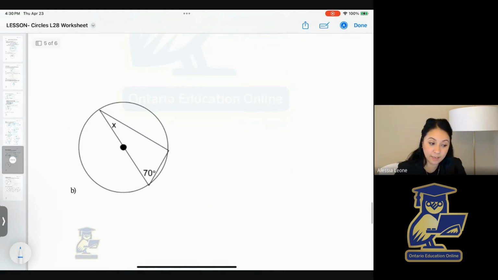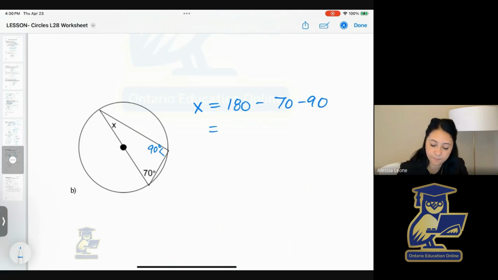Very similarly here, because this triangle, this is where it's touching the circle. This we know is a right angle, 90 degrees. So because we know that's 90, we know x will be 180, take away 70, take away 90. That leaves us with 20 degrees. Therefore, x is 20 degrees.